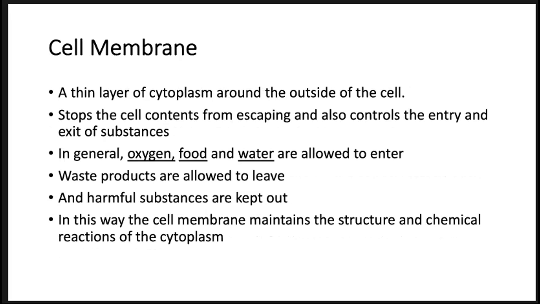So the cell membrane is basically a thin layer of cytoplasm around the outside of a cell, enclosing the whole cell. It stops the cell contents from escaping and also controls the entry and exit of substances. In general, oxygen, food, and water are allowed to enter, whereas waste products are allowed to leave. And moreover, harmful substances which can harm the cell are kept out. In this way, the cell membrane maintains the structure and chemical reactions of the cytoplasm.